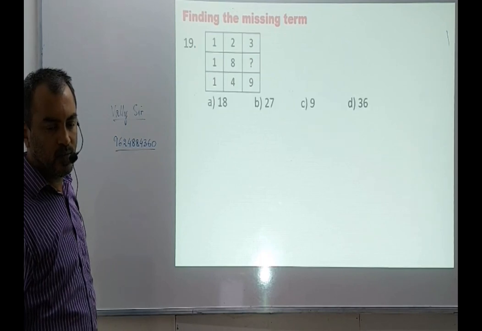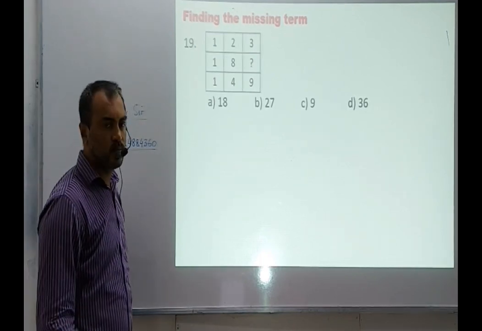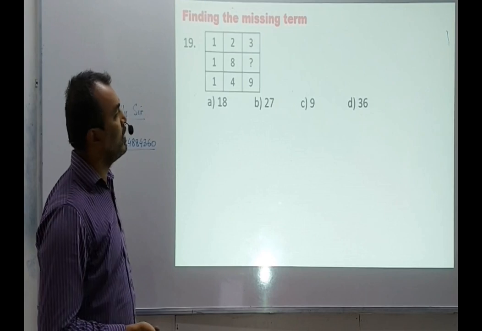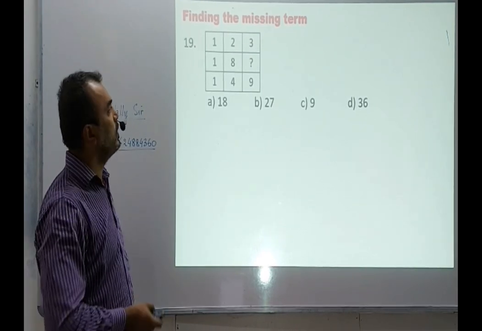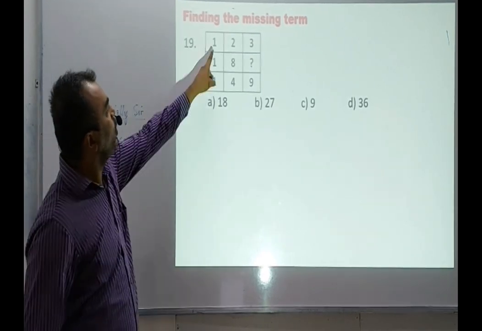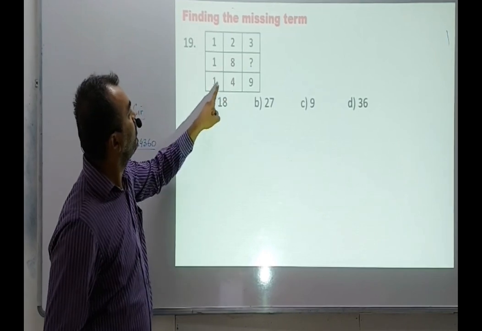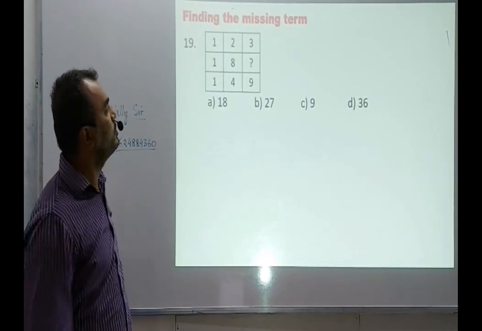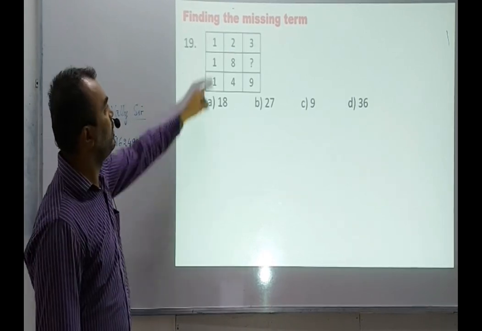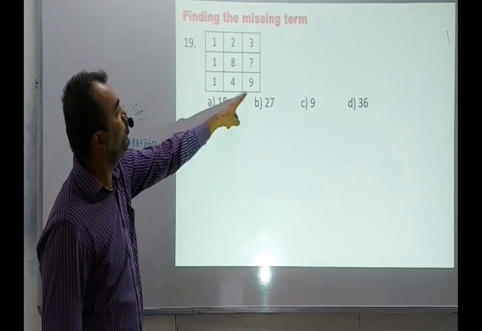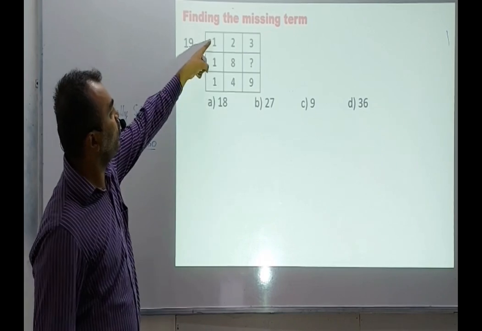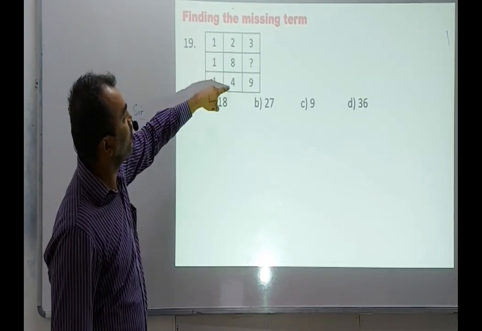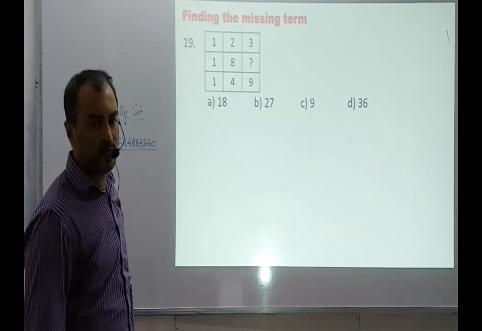The 19th sum is a quite simple sum, and I think you all know the answer to this. It's a very simple one, but still we compare the logic. We have got the numbers 1, 2, 3, 1, 4, 9. Now how do you relate 1, 2, 3 with 1, 4, 9? So the square of 1 is 1, the square of 2 is 4, the square of 3 is 9.